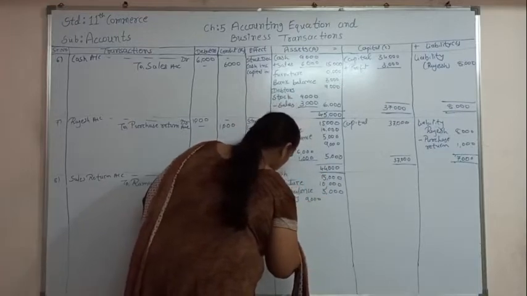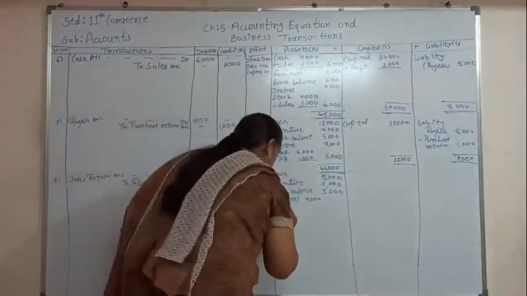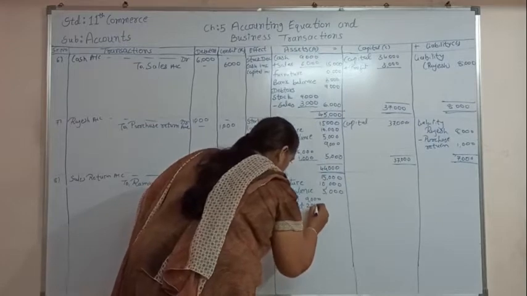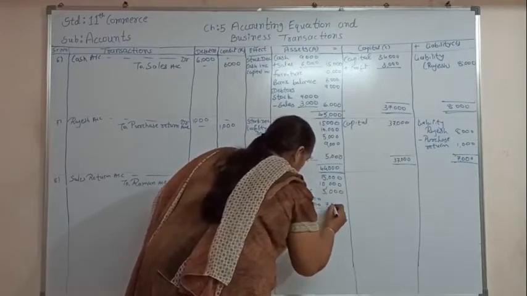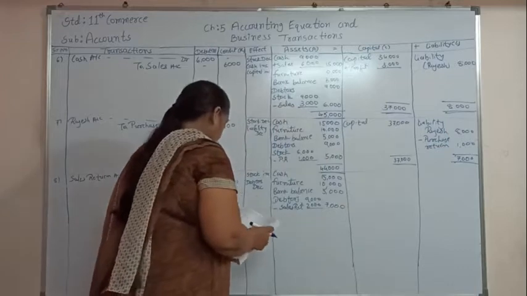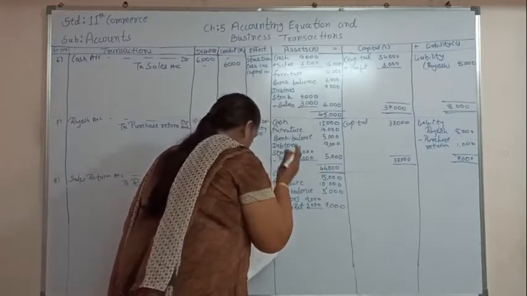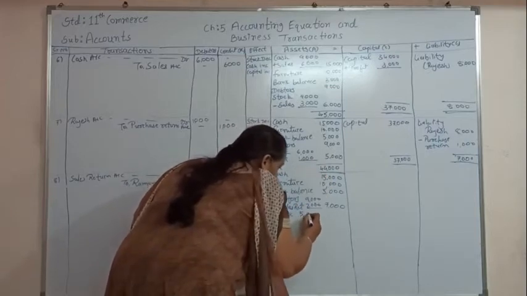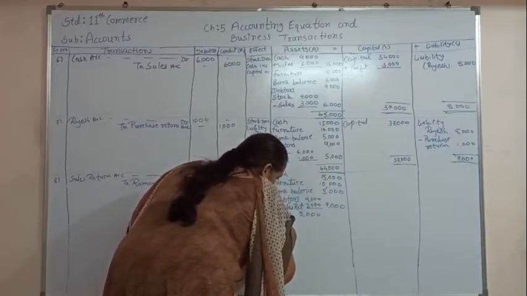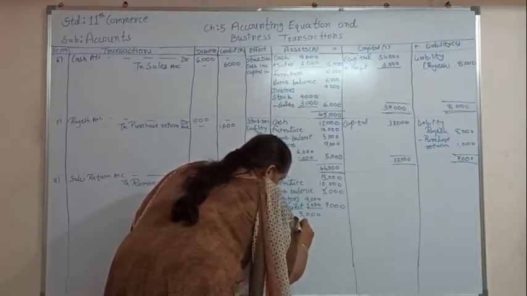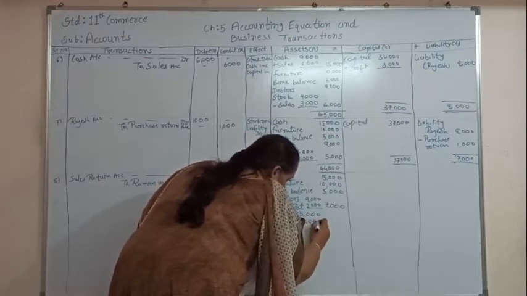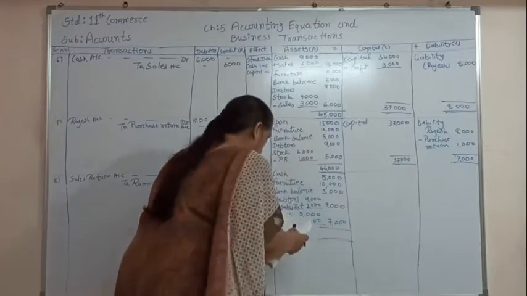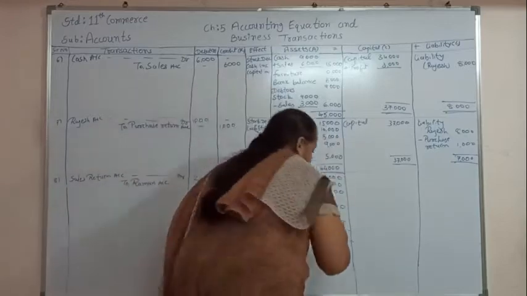From that, 2,000 is a sales return. So that is going to be decreased. So total will be 7,000, and because of this, stock is going to be increased. Stock is of rupees 5,000 plus sales return. So it will be 2,000. So stock will be 7,000. So here the total of this will be 44,000.